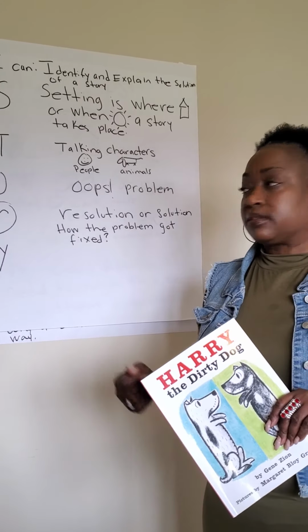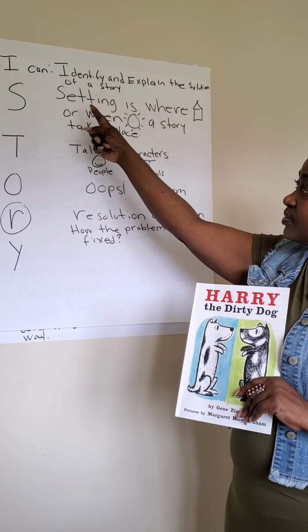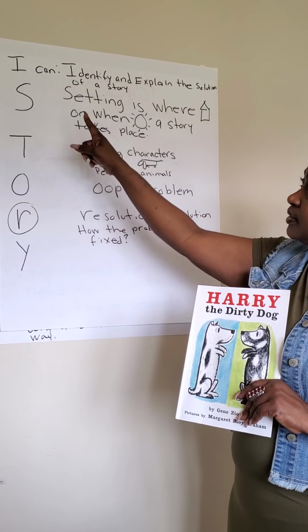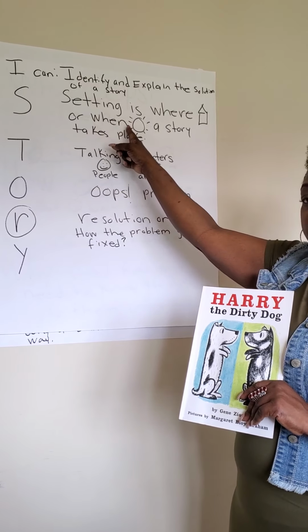So today's assignment is to write in a sentence what the setting is and draw a picture, write and draw the talking characters, write the oops in the story, and write how it was resolved. I know the resolution or the solution is how the problem was fixed. And so that's what I want you to do.